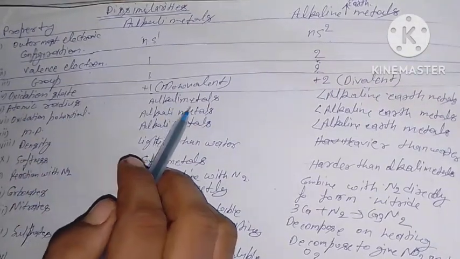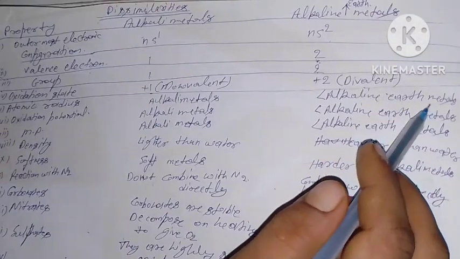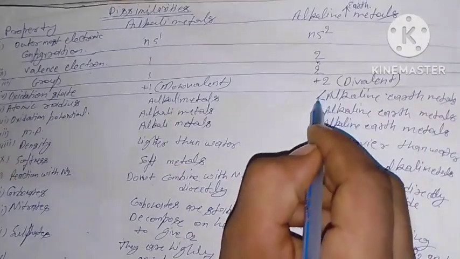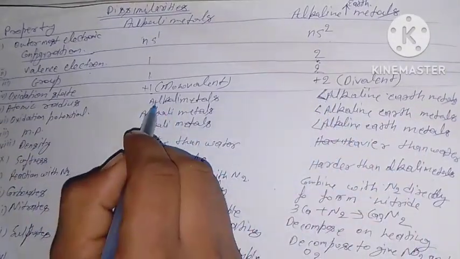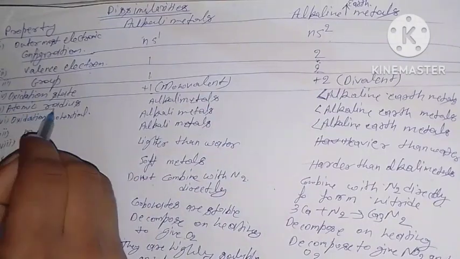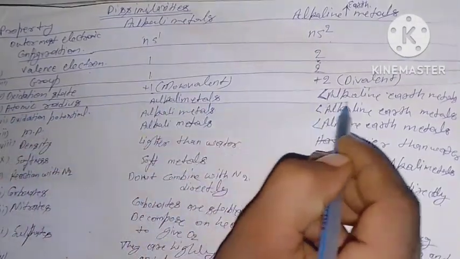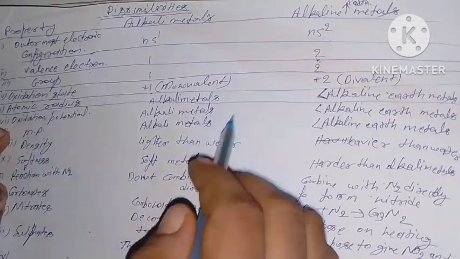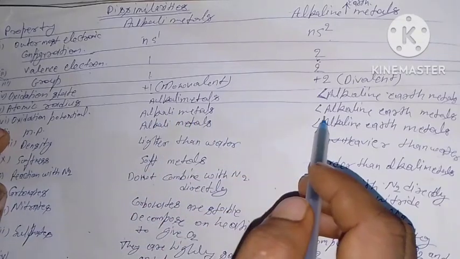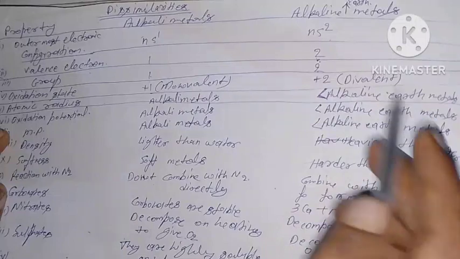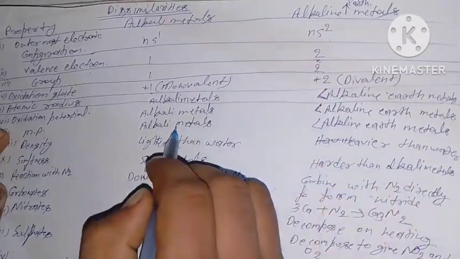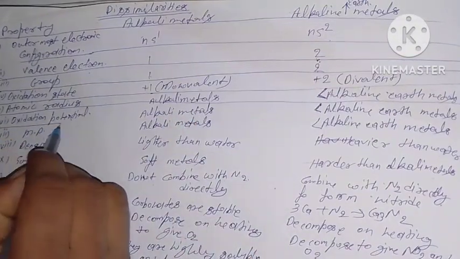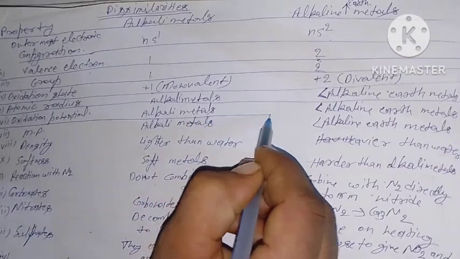The atomic radius of alkali metals is less than that of alkaline earth metals, because the atomic radius of alkaline earth metals is greater as compared to alkali metals. Next, oxidation potential. The oxidation potential of alkaline earth metals is greater as compared to alkali metals.